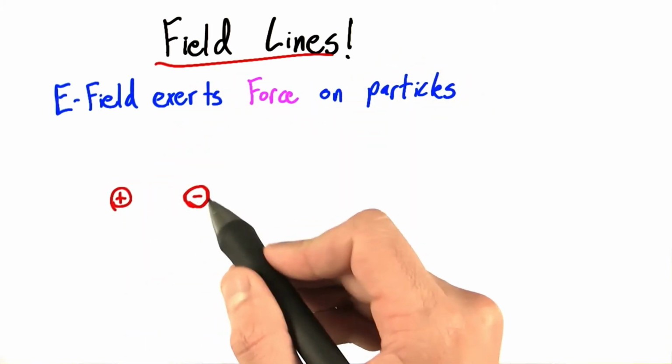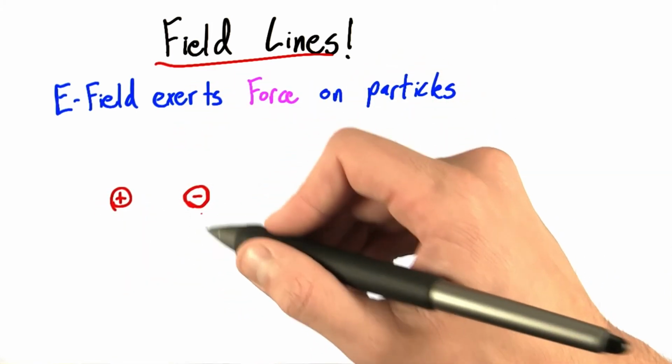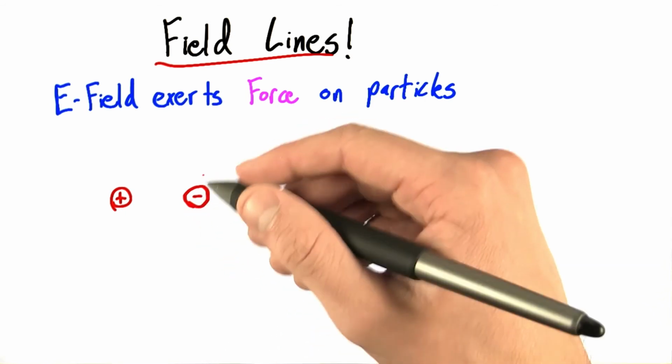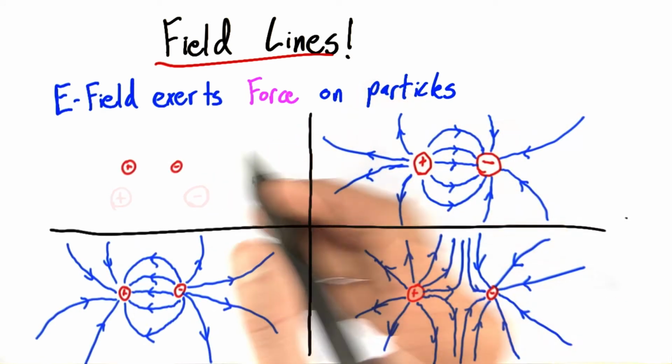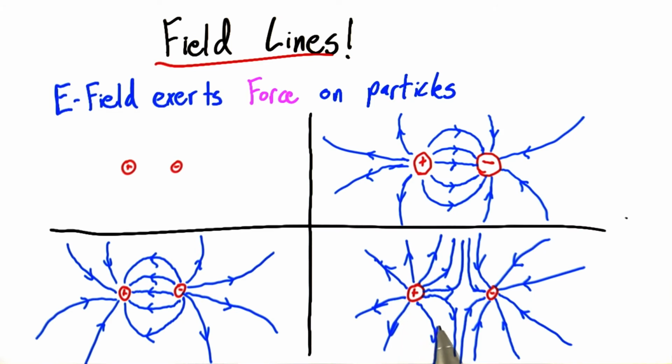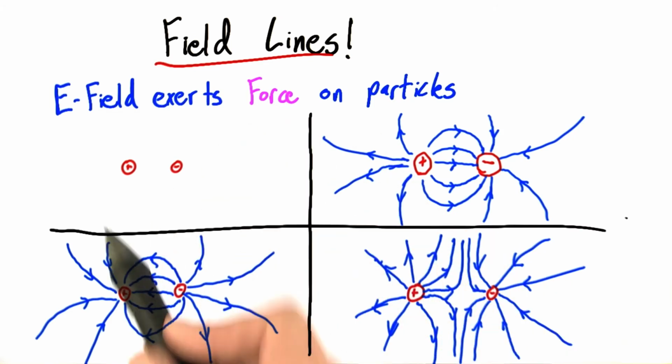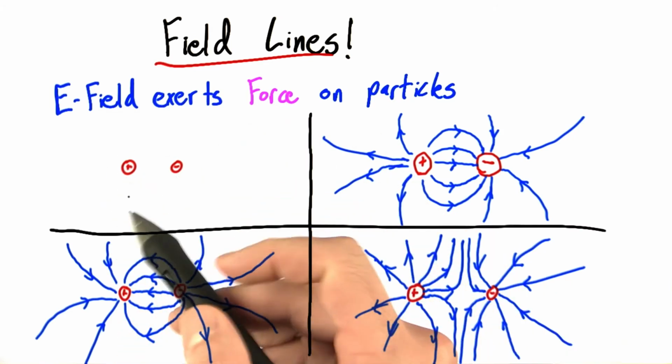Now, knowing what you know about field lines, maybe you can tell me, if I have a positive and a negative charge and they're next to each other, what will the electric field look like? I'm going to give you a few options and you pick the best one. So which of these 4 options do you think best describes the electric field that exists when you have 2 charges, a positive on the left and a negative on the right?